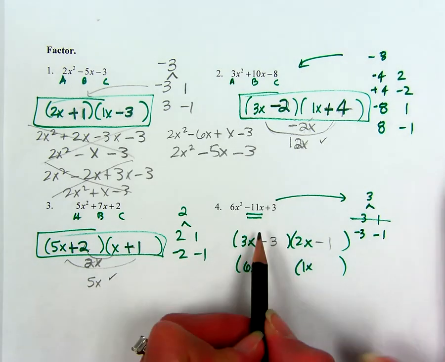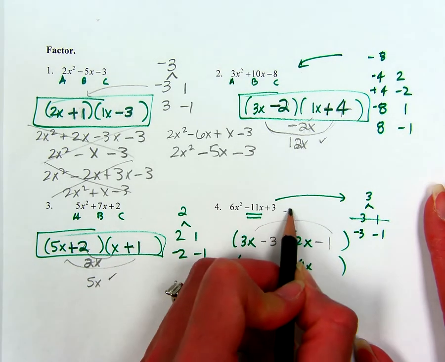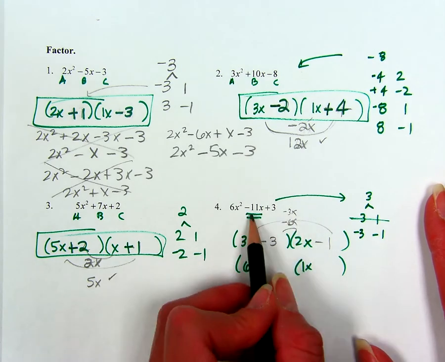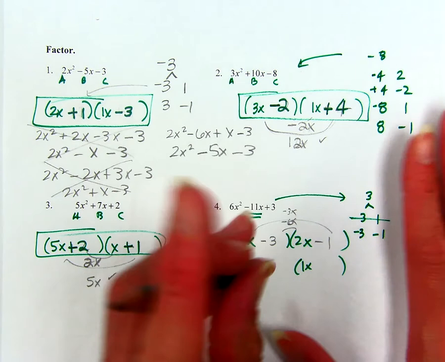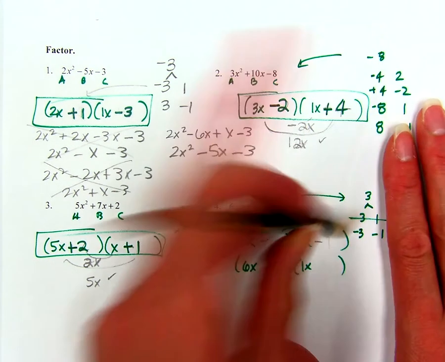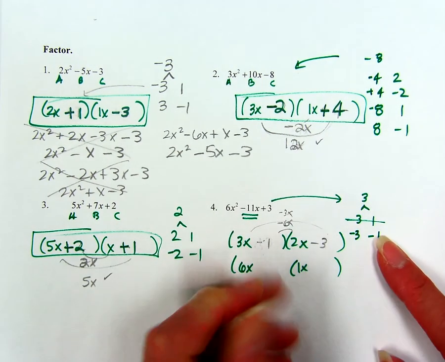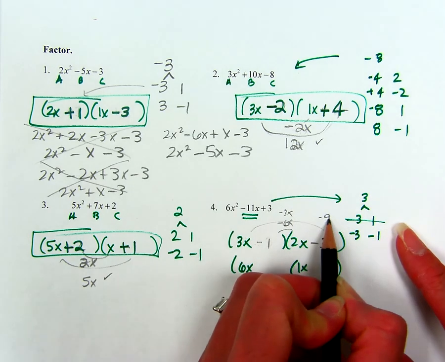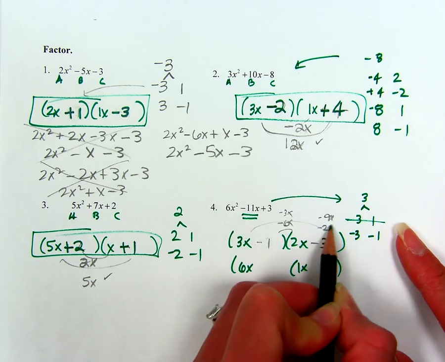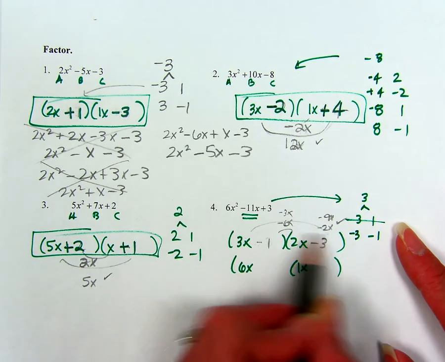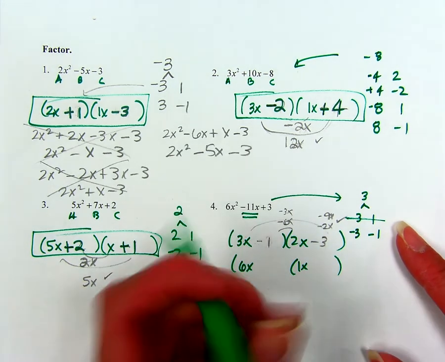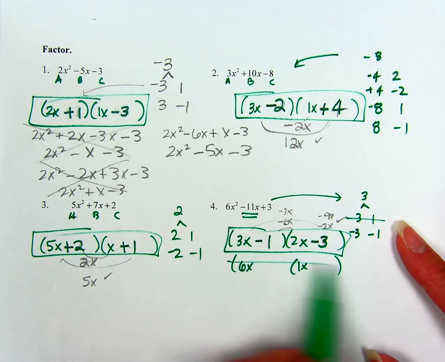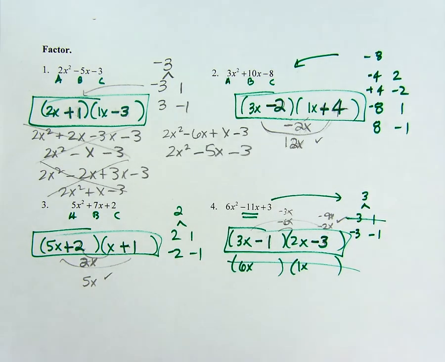All right, so if I multiply my outer, I get negative 3x, inner negative 6x. If I add, that gives me negative 9. That's not negative 11. So that number is wrong, so switch the numbers. So try the 1 here and the 3 here. If I multiply, I get negative 9x and negative 2x. And when I add that, I get negative 11x. So that's the correct one. Since I found the correct answer, I don't even need to bother with this other set of binomials.